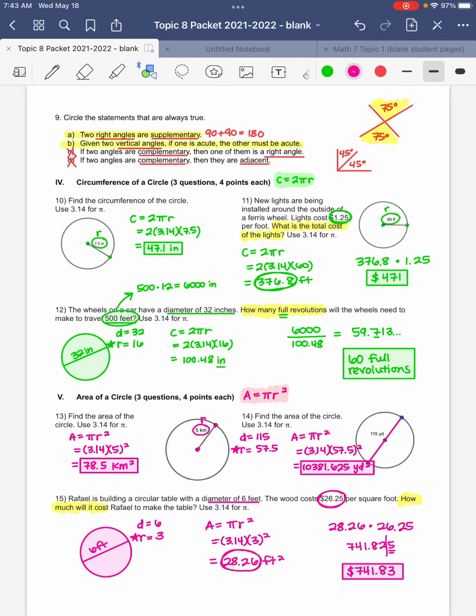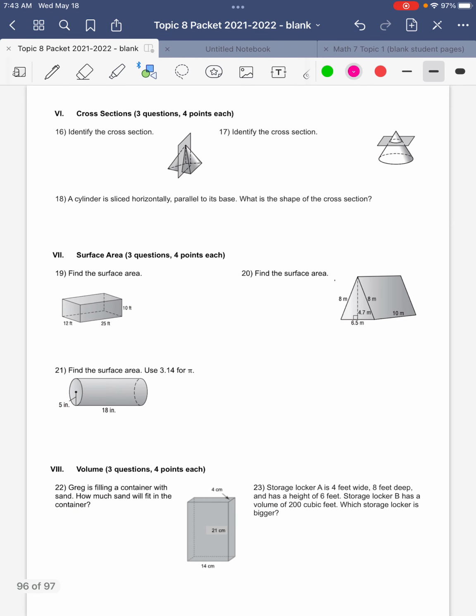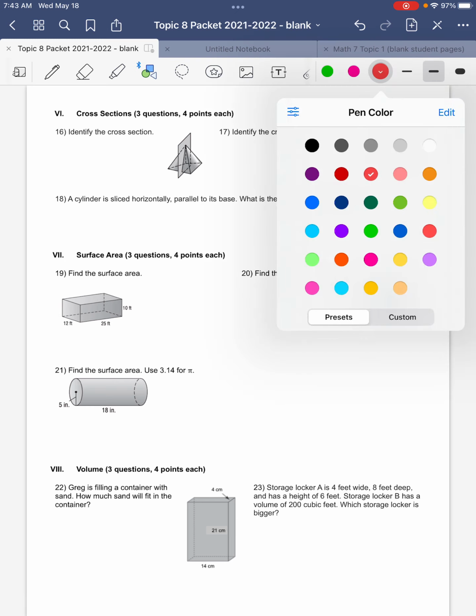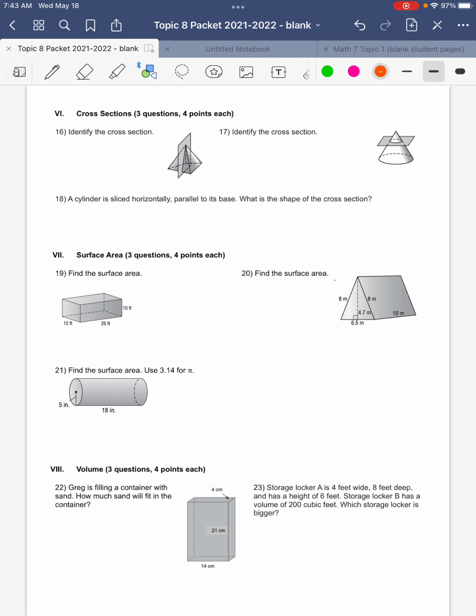Okay, let's move on to our next topic, cross sections. You can expect to see 3 questions, and they will each be worth 4 points each. So when I say identify the cross section, what I'm asking you to do is imagine the 3D figure being sliced either parallel or perpendicular to the base, and then we open it up. We open it up like a book, and we look inside. What shape do we see?